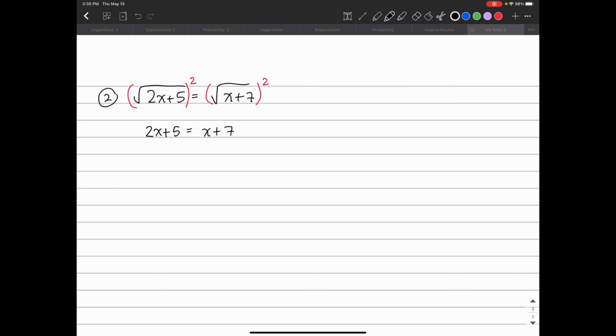And I just solve this problem. So I subtract x on both sides. I get x plus 5 is equal to 7. I subtract 5 on both sides, and I get that x is equal to 2.